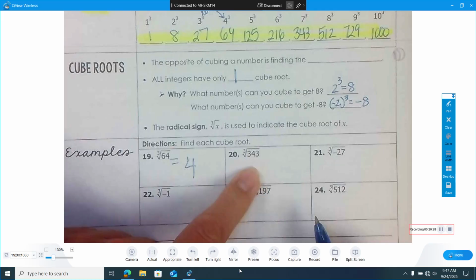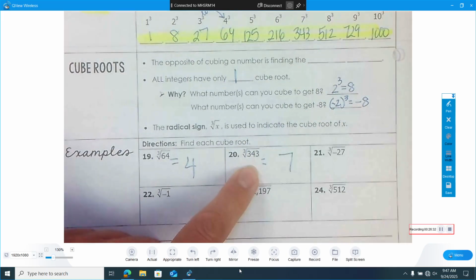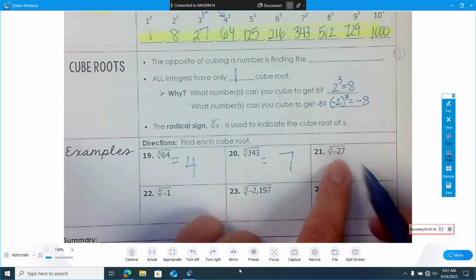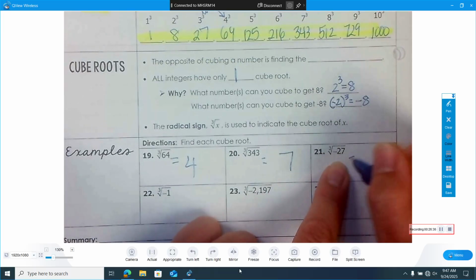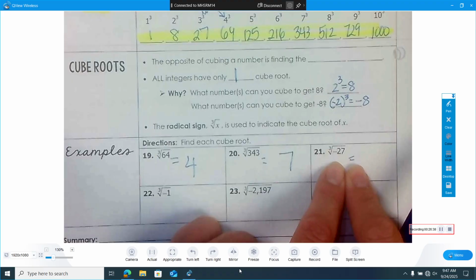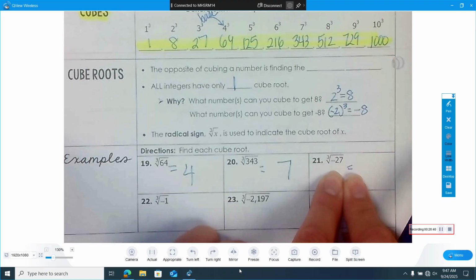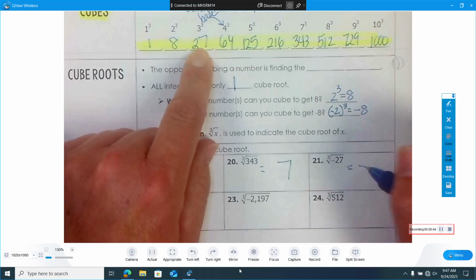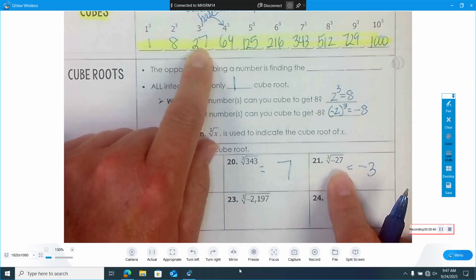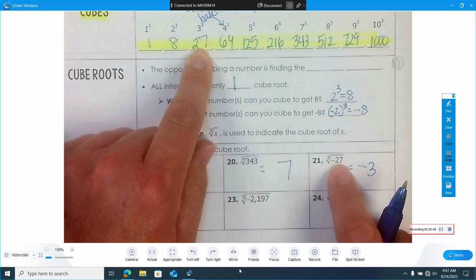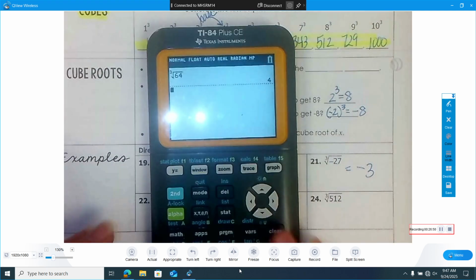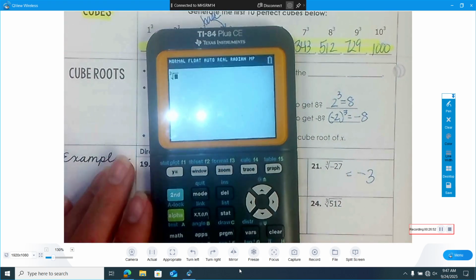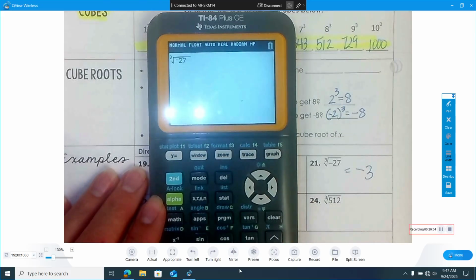What's the cube root of 343? 7, right there. What's the cube root of negative 27? Well, 3 would give you positive 27. But negative 3 times negative 3 times negative 3 gets us back to that 27. And again, you can use your calculator. So math number 4, negative 27, and you'll see we get negative 3 for the answer.